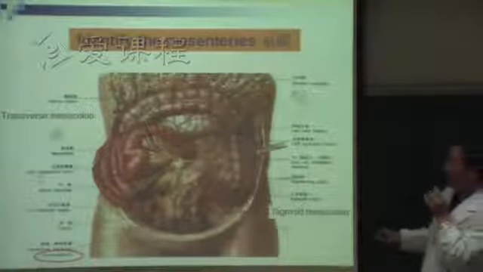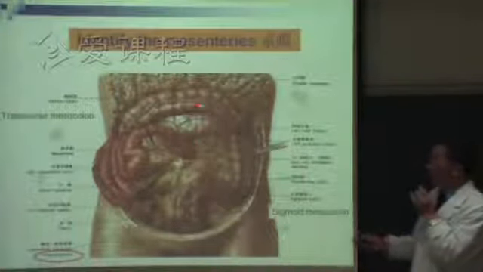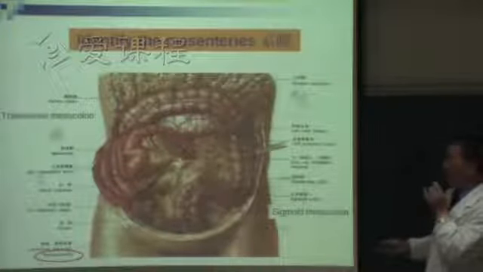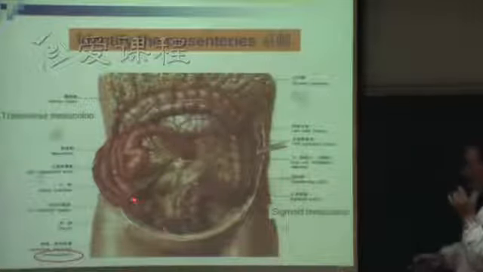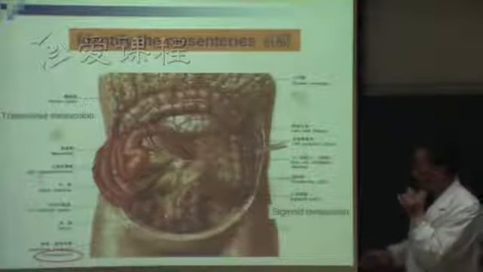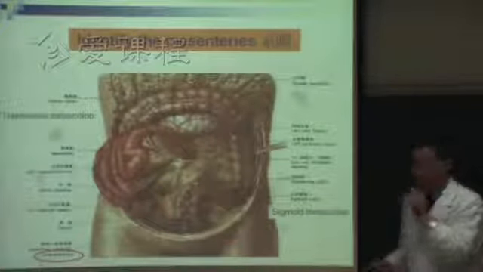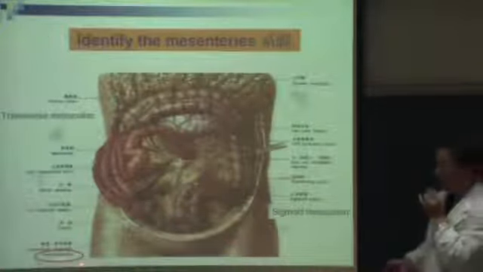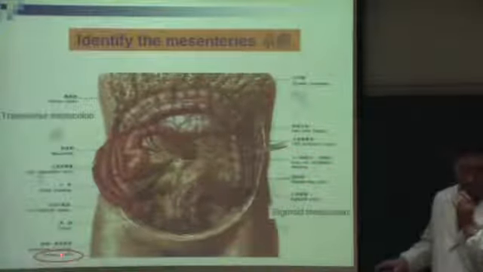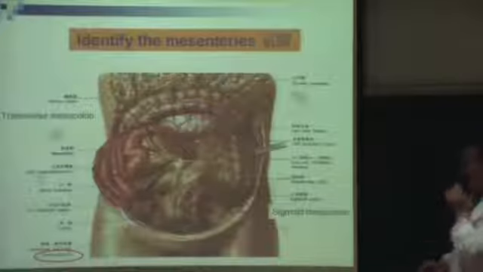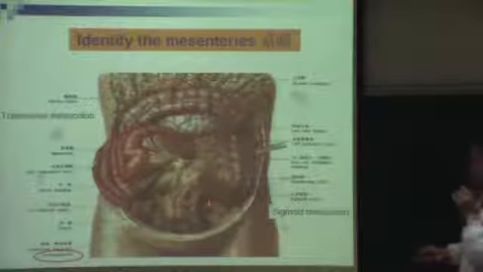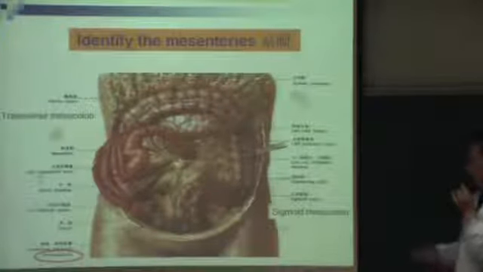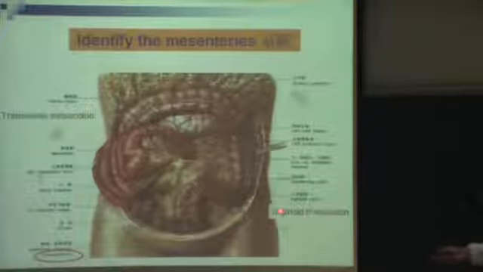And the transverse colon is hung by the transverse mesocolon. And here is the appendix. The appendix has its own mesentery. It's called the mesoappendix. What's this in Chinese? Yes. And then this is the sigmoid colon. It also has a mesentery. It's called the sigmoid mesocolon. What's this?